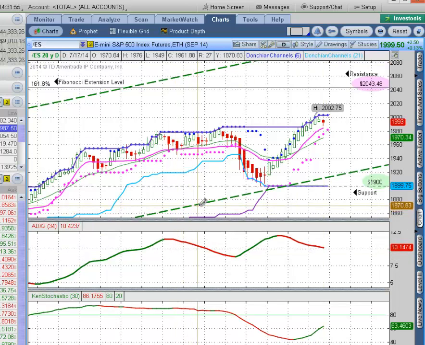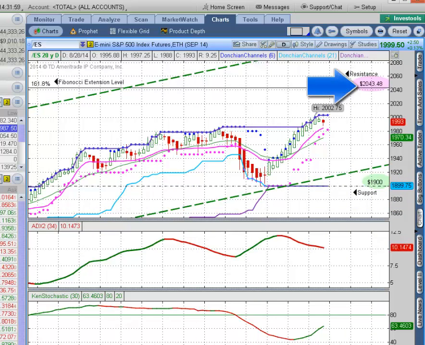We remain in the long-term uptrend channel. The resistance level is 2043. Support is at 1900 as seen by the green oval.